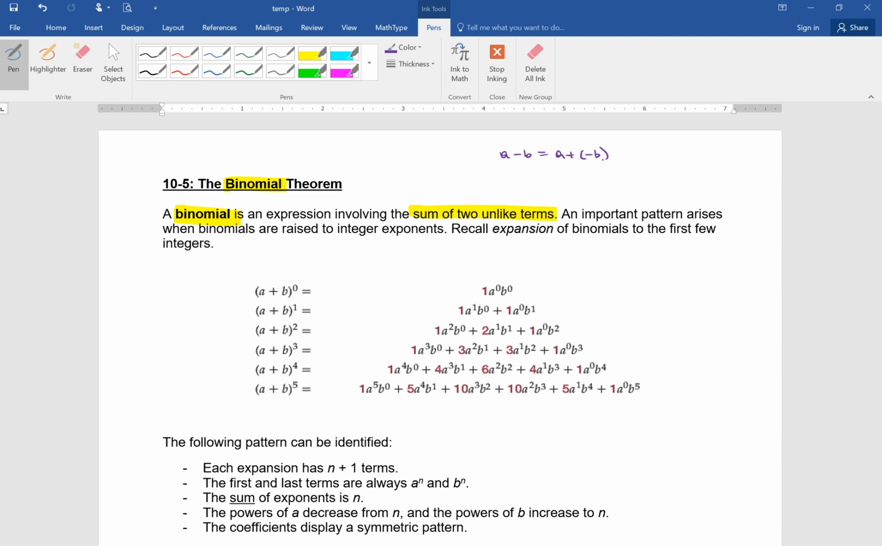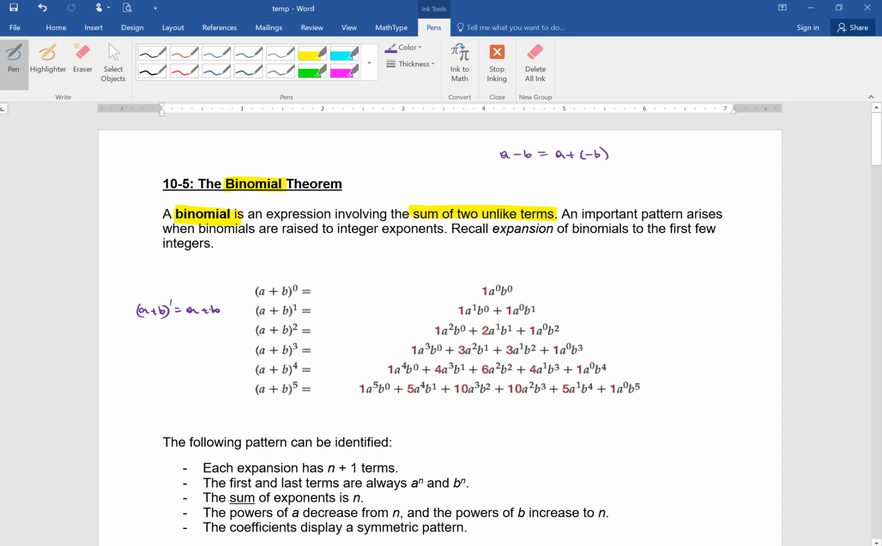Now, let's talk about them for the first few integers as exponents. So if you have A plus B to the 0, anything to the 0 is 1. So basically what you have is 1, A to the 0, B to the 0, right? Now, if I have A plus B to the 1, and let me just write it like this, A plus B to the 1, that's just A plus B, right?